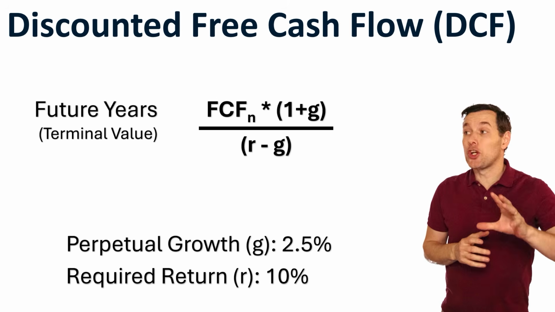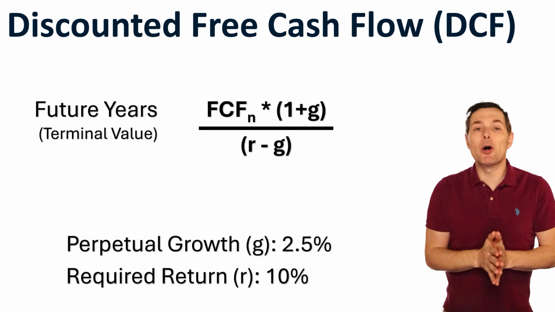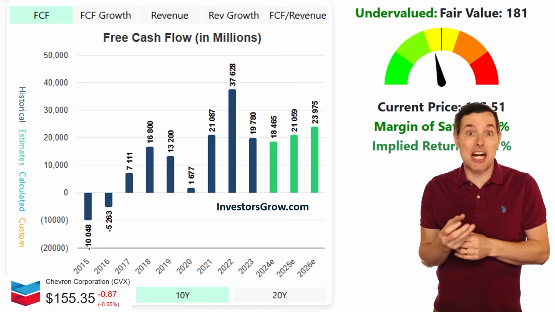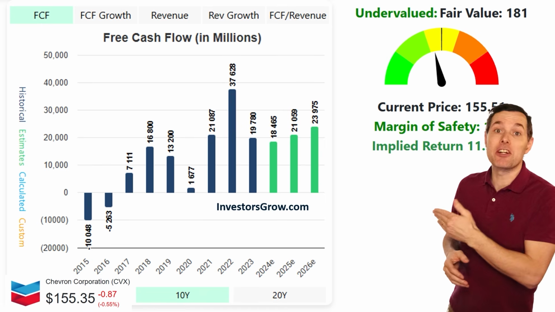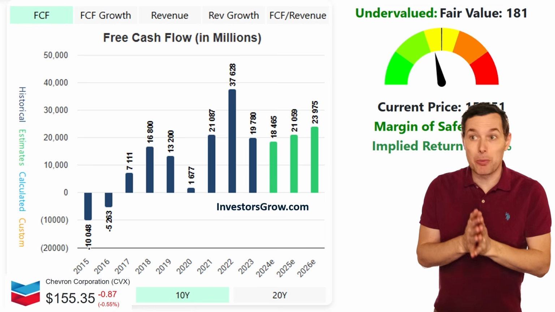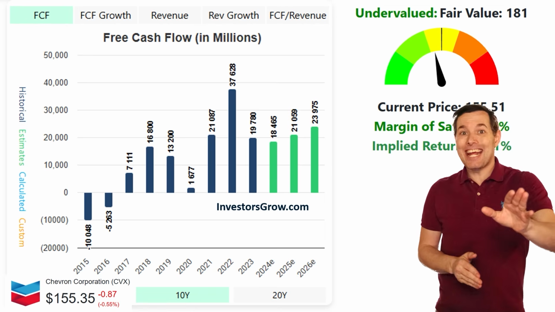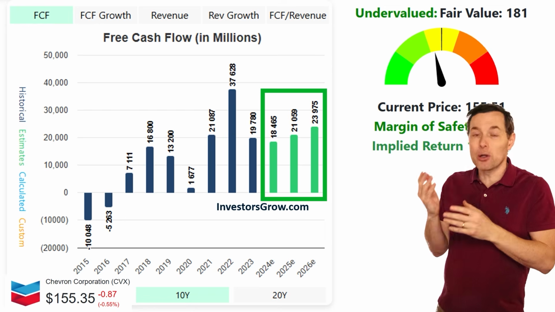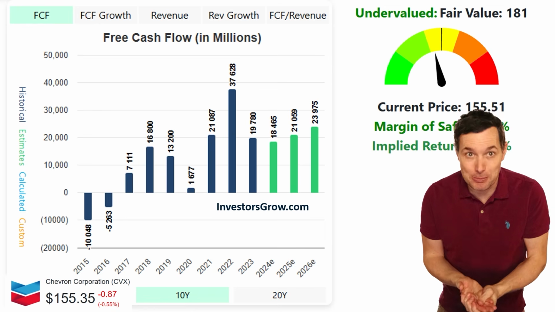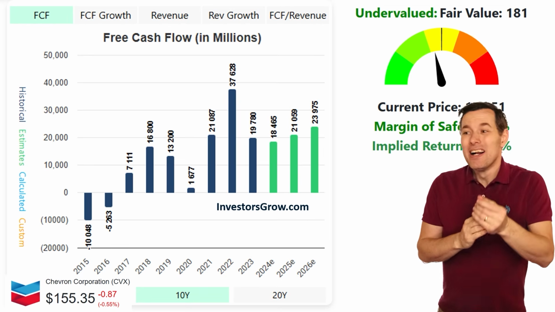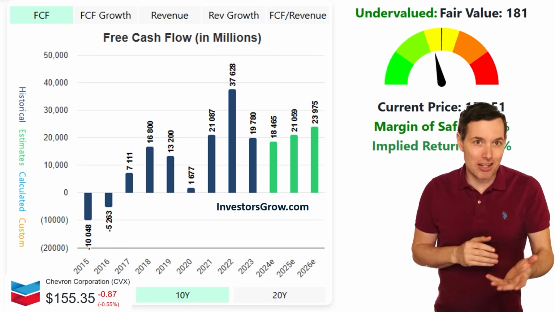Now, to see this in action on individual stocks, let's jump over to the Investors Grow website just to see how it could work with some actual examples. Our first example here is Chevron. We're using the same 10% required rate of return that we used in our example before. And our estimates, which you can see here in the green bars, come from analyst estimates. A lot of times it's a good place to start, instead of having to calculate our own, which generally takes a ton of time and a ton of research.